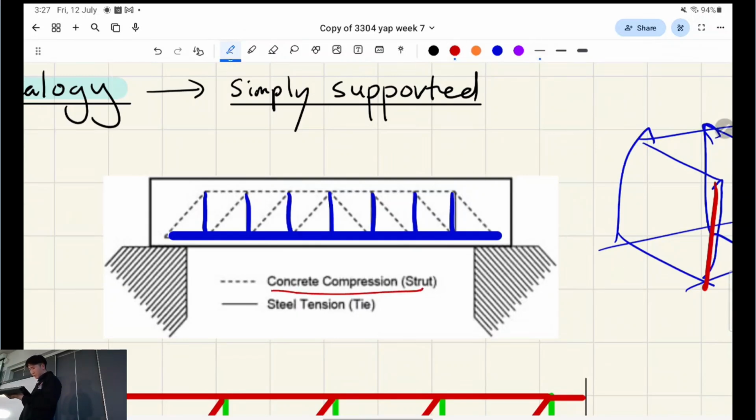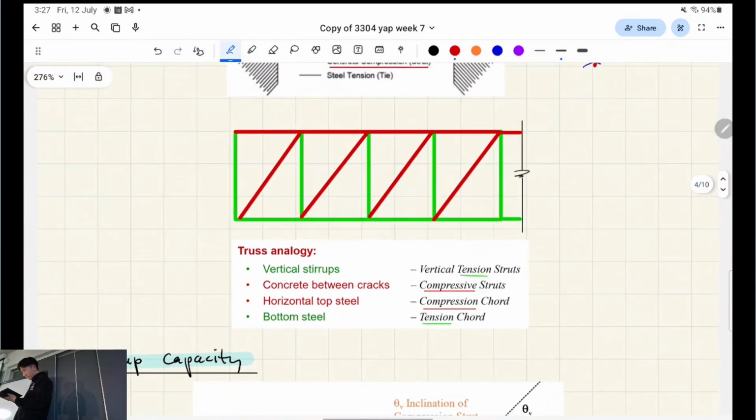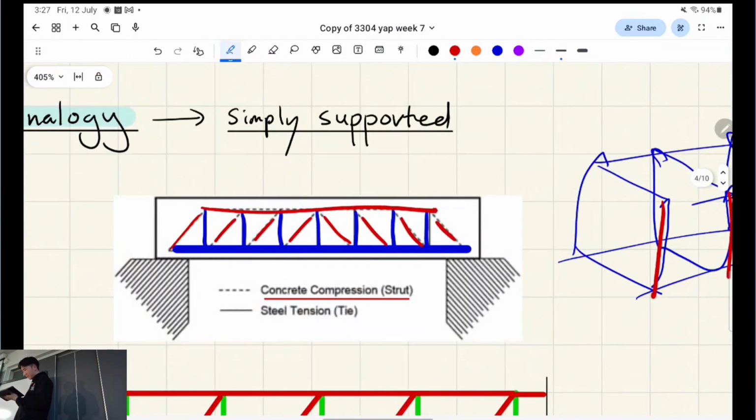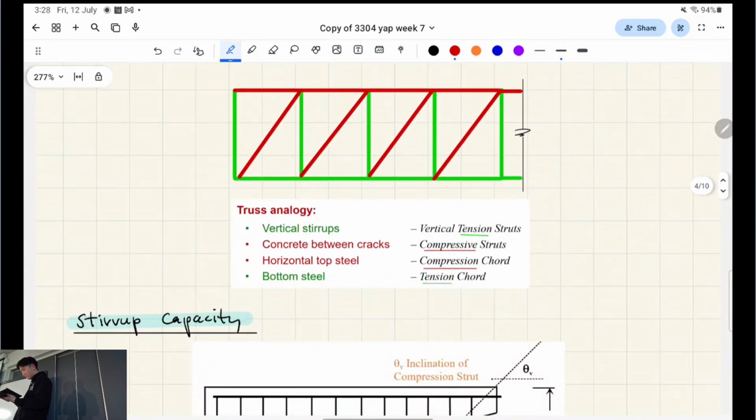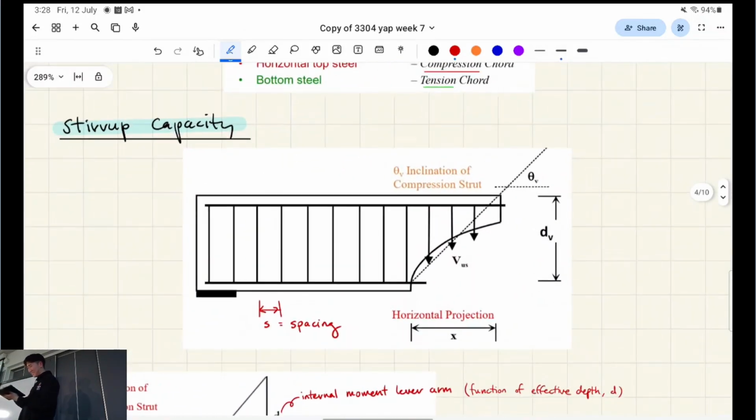But what we've said here is the concrete takes on the compression, right? So the concrete will act diagonally, okay, like this, and that top chord is steel in compression as well. But that concrete acting diagonally, it's a bit of a weird thing to think about. I don't know how to explain this properly. Anyway, we're gonna keep going, and then maybe it'll make sense, right?